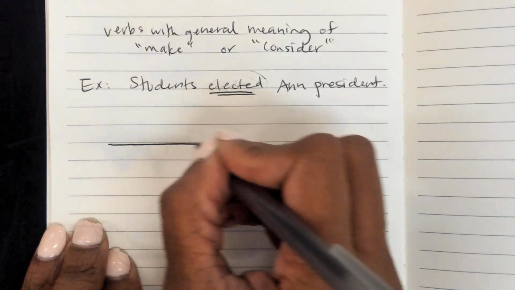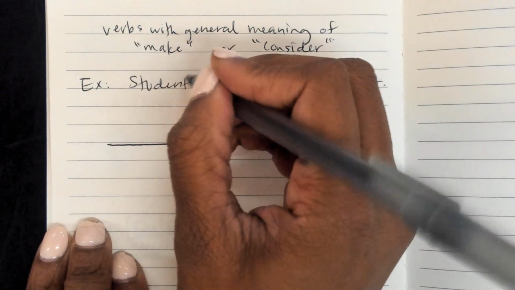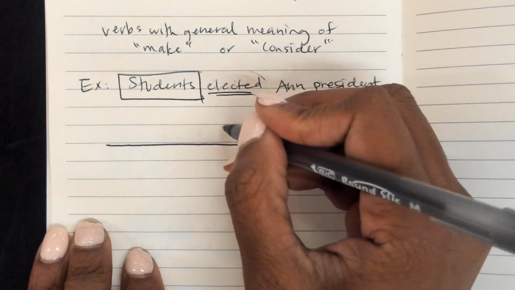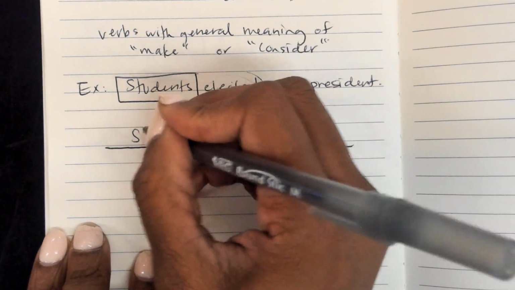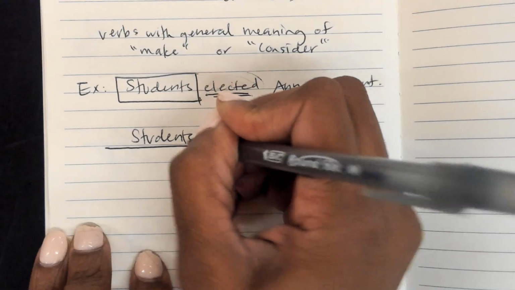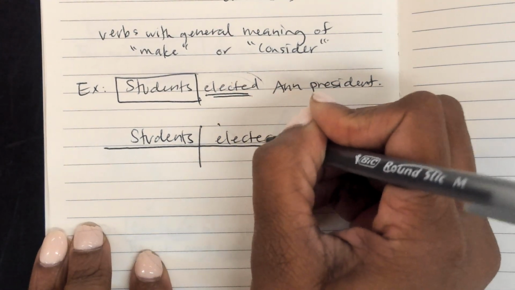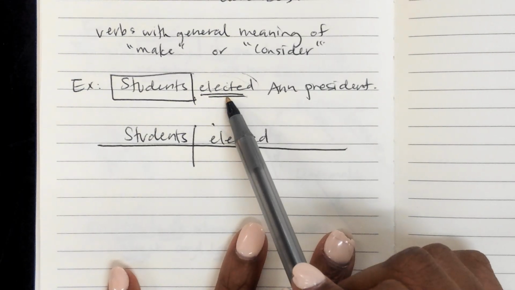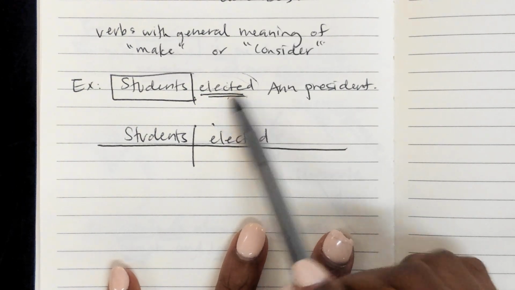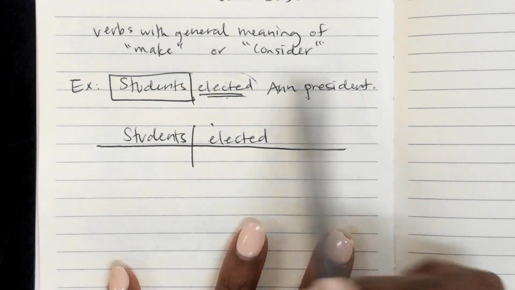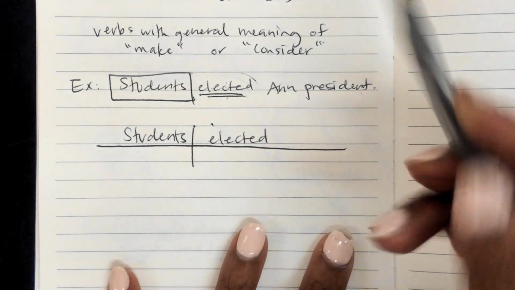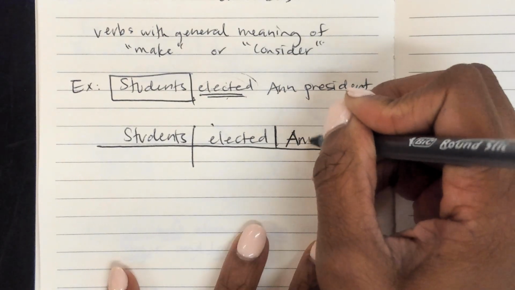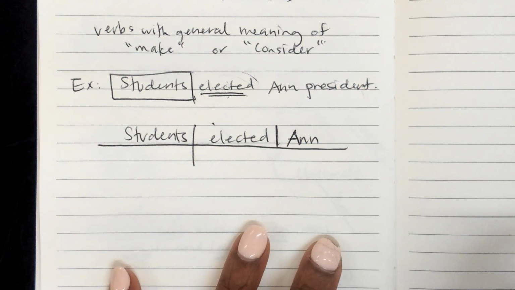So, as always, we're going to find our subject, students, and our verb, elected. Okay, basic diagram, here we go. Okay, now we need to find the direct object. So students elected, who or what did they elect? They elected Anne. Anne is my direct object because that action is being done directly to her.